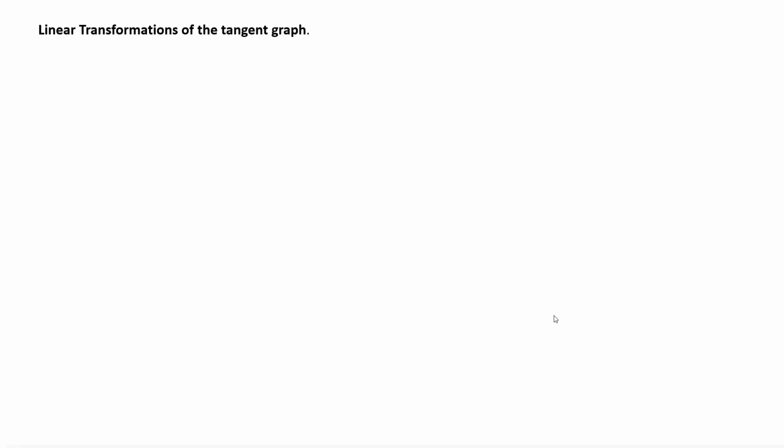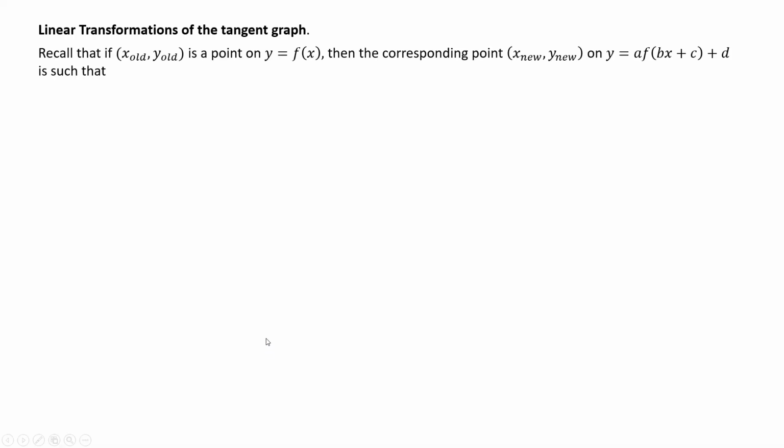Cool. All right. Now let's look at linear transformations of the tangent graph. My hope is that we talked about this transformation thing with regards to sine quite a bit, that we understood the main concept, so we can apply those concepts right away. Recall that if (x old, y old) is a point on y equals f of x, then the corresponding point (x new, y new) on y equals a times f of (bx plus c) plus d is such that x new is x old minus c over b, and y new is a times y old plus d.